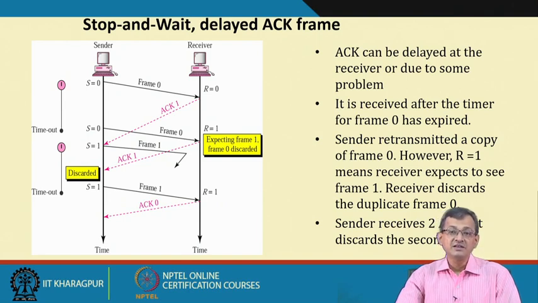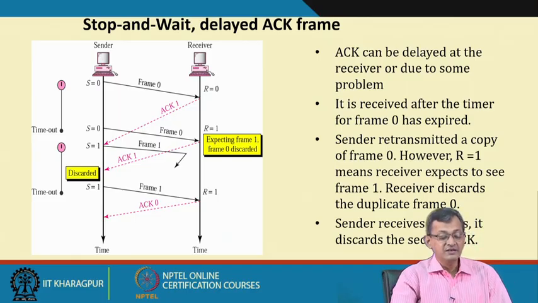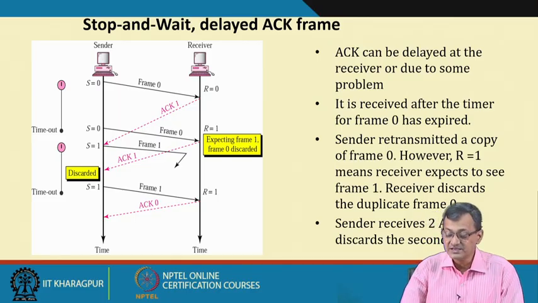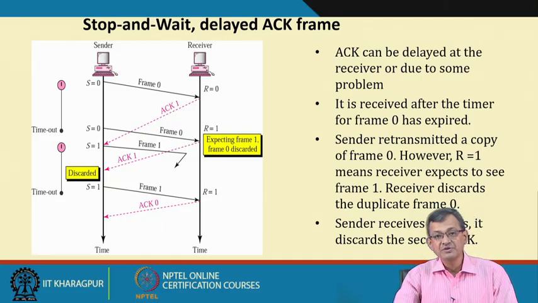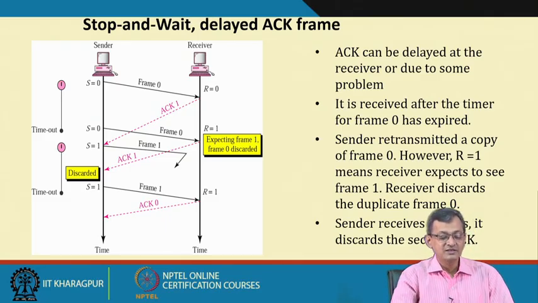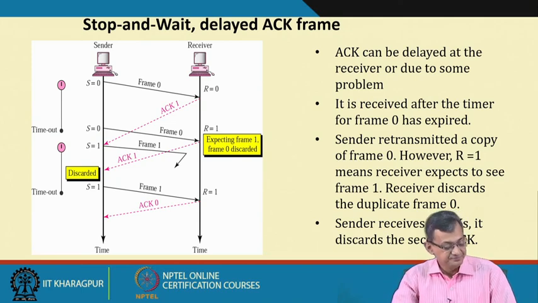Here there is a delayed acknowledgement and the sender thinks that the frame is lost, so it will retransmit the frame again, and the receiver discards frame 0 because frame 0 was transmitted twice. The sender receives 2 acknowledgements, the actual delayed one and now the actual one, and then it discards the second acknowledgement.